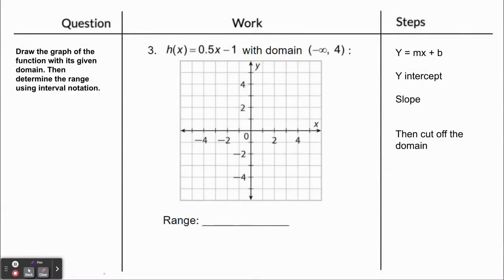Here we're asked to draw the graph of the function with its given domain. So we have a restricted domain here. Then determine the range using interval notation. So let's start by going one step at a time.